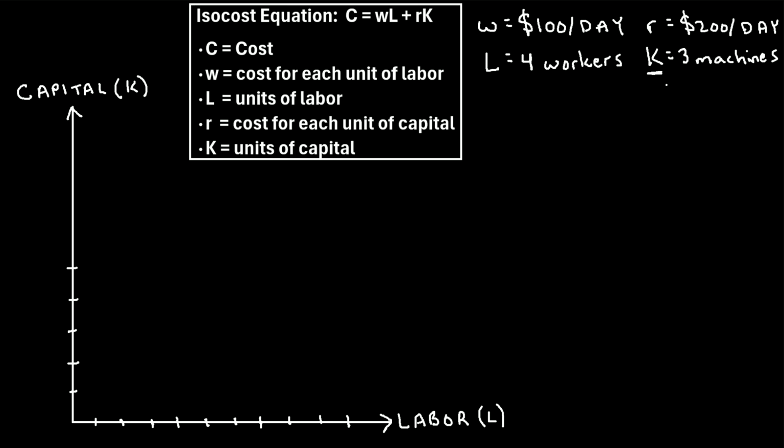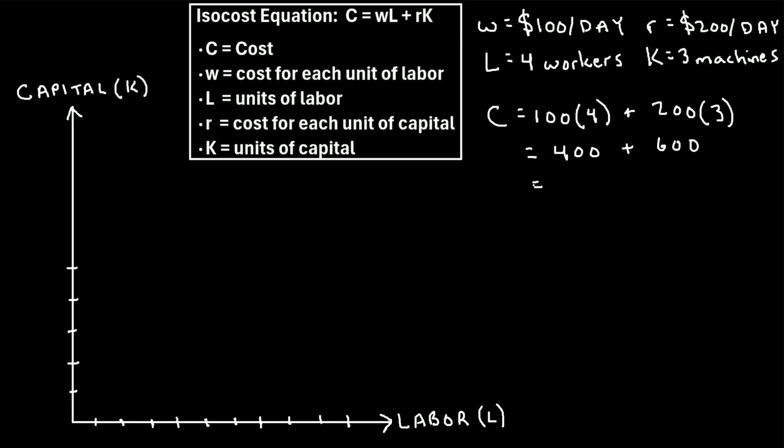To figure out our total cost, we can use this equation. We'll say C is equal to W, which is 100, times L, which is 4 workers, plus R times K. So R is 200 times K is 3. Our total cost will be 100 times 4, that's 400, plus 200 times 3, that's 600. So 400 plus 600 is $1,000.